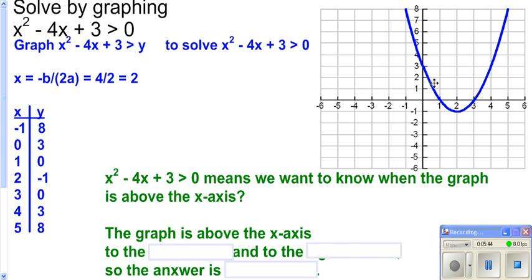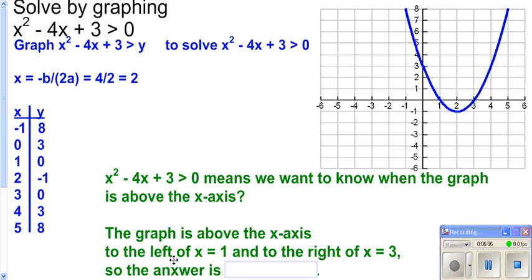Well, your parabola is above the x-axis, or positive, when you are to the left of 1, because this is where you're above, over here to the left of 1. And it's also above your x-axis, where your y values are positive, when you're to the right of 3 over here, because these values are above the axis, so greater than 3.